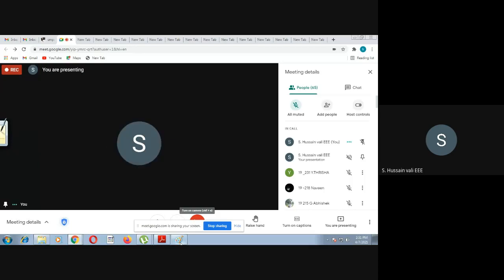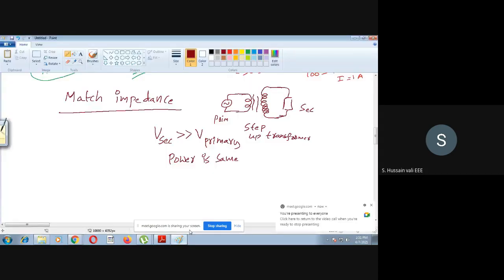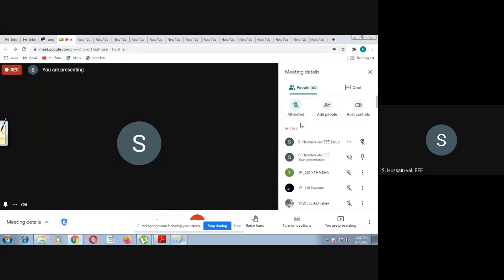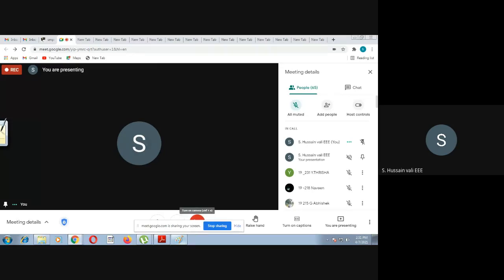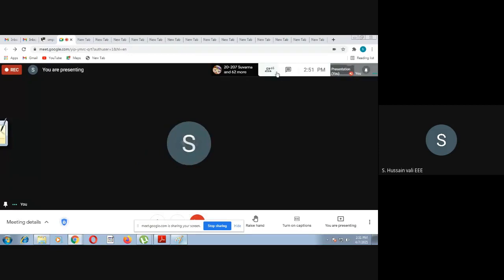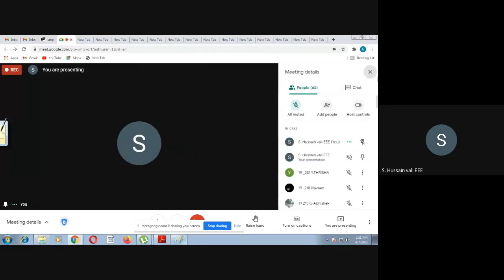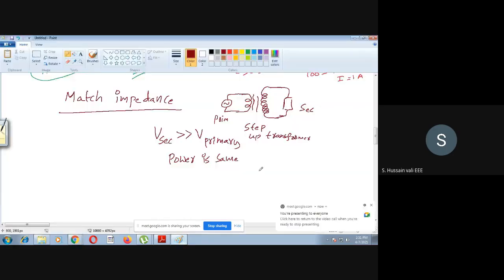Okay, now you see here. So coming to this example, matching impedance. I will take an example. This is a step-up transformer. On the secondary side I have connected a load. On the primary side there is a source.